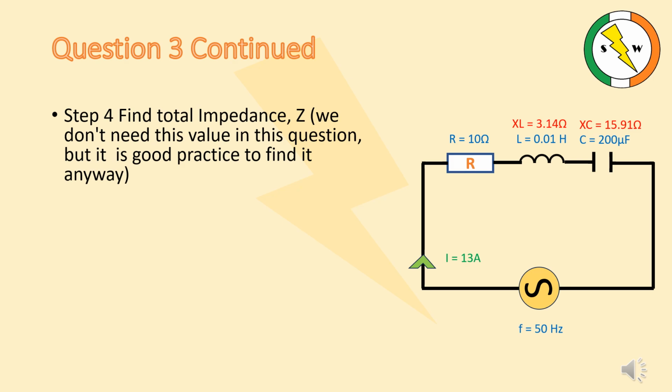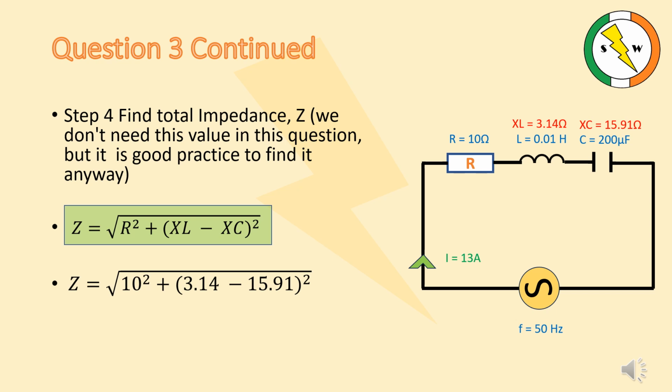Step 4. Find the total impedance, or Z. We don't need this value in this particular question, but it is good practice to find it anyway. Z equals the square root of 10 squared plus 3.14 minus 15.91 squared. Z equals 16.22 ohms.